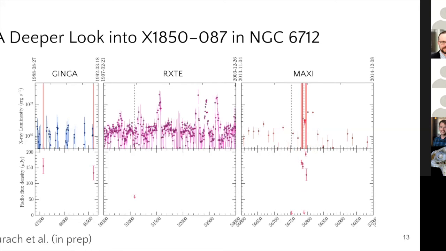But the MAXI light curves do show that there is some sort of outburst during this time, which is shown in this little peak right here. And then it transitioned to a softer state. So this could be the reason for the variability. However, I feel like this is a rather oversimplified explanation.